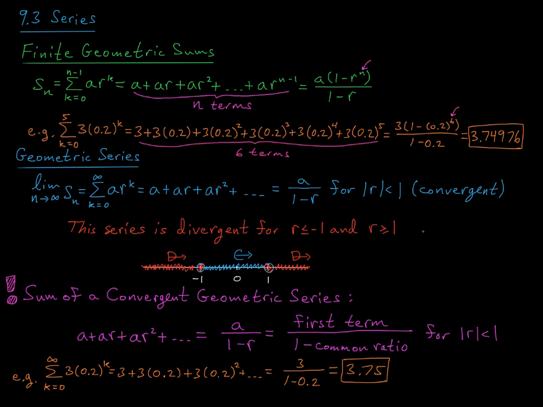And notice 3.75 is just slightly larger than the sum we got in the example up above. What that's saying is that if you add up the first 6 terms, you're actually getting most of the sum. All the extra stuff we get past 3 times 0.2 to the 6th and beyond is not going to contribute very much. So it makes sense that this is larger than the first example, but not that much larger, because those tail end terms just don't contribute very much.